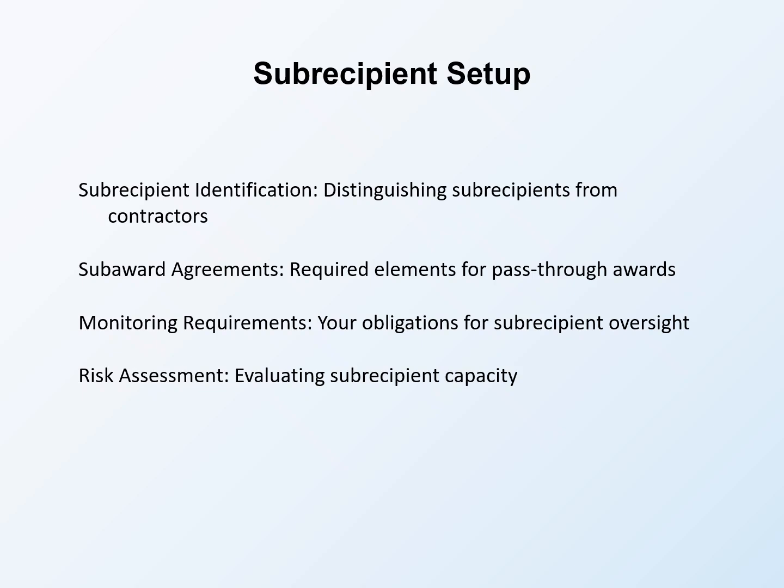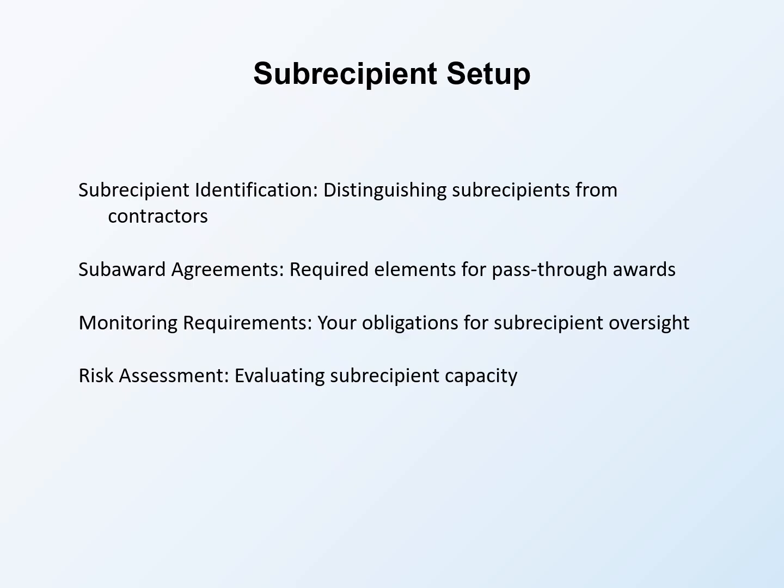Monitoring requirements mean you must oversee your subrecipients. As a pass-through entity, you are responsible for ensuring subrecipients comply with grant requirements. Monitoring includes reviewing financial and programmatic reports, following up on audit findings, and taking action when problems arise.